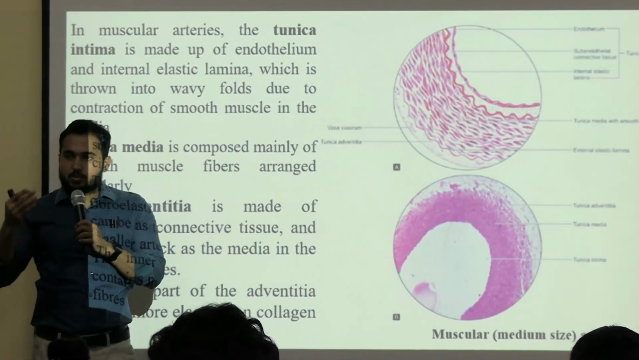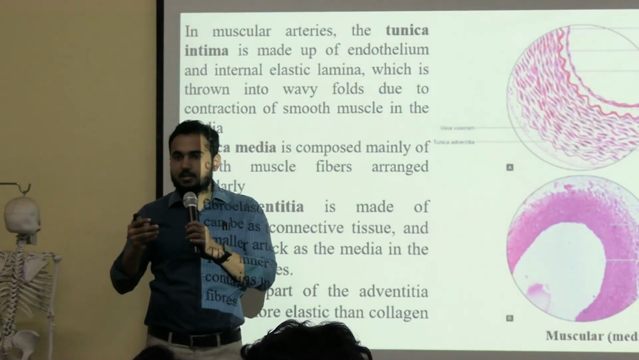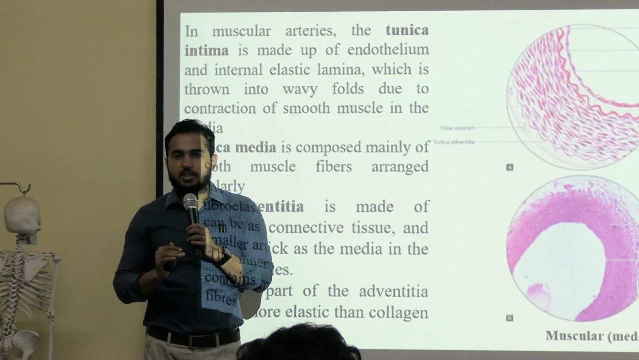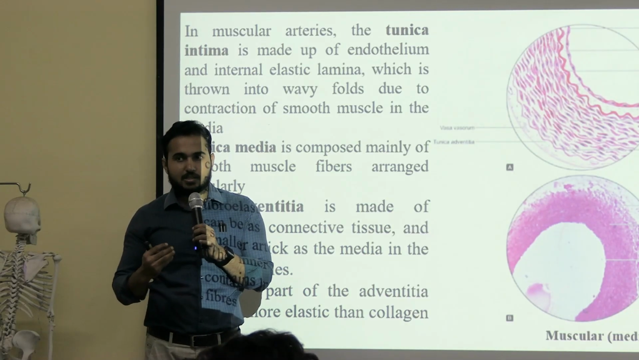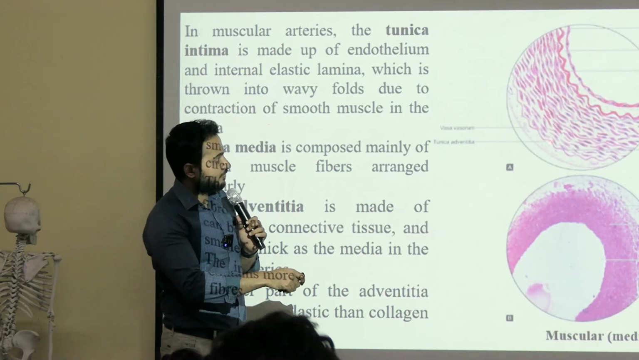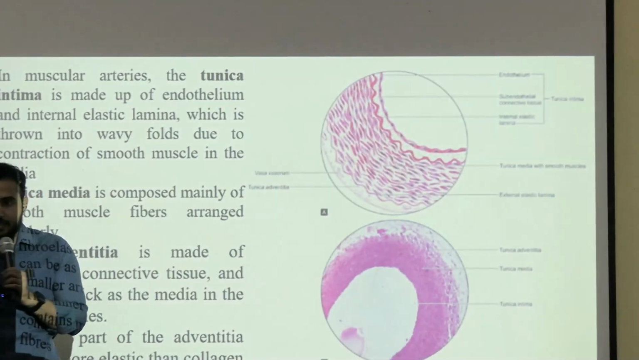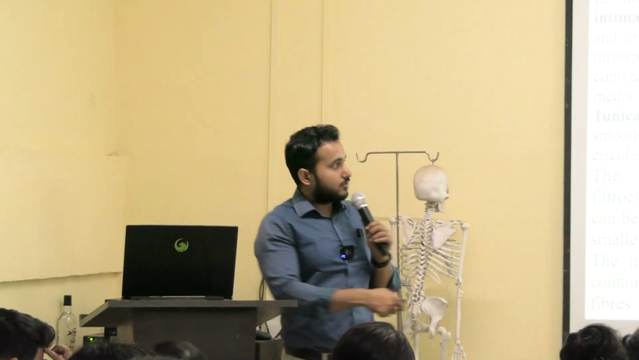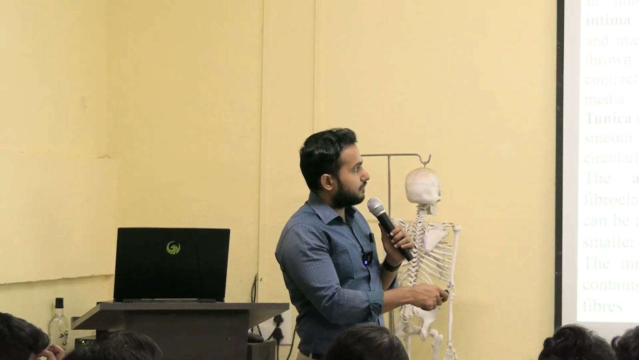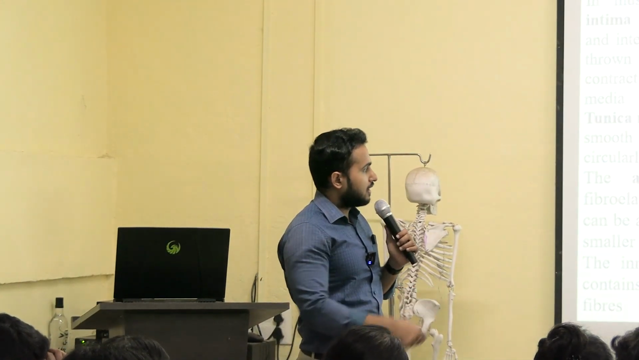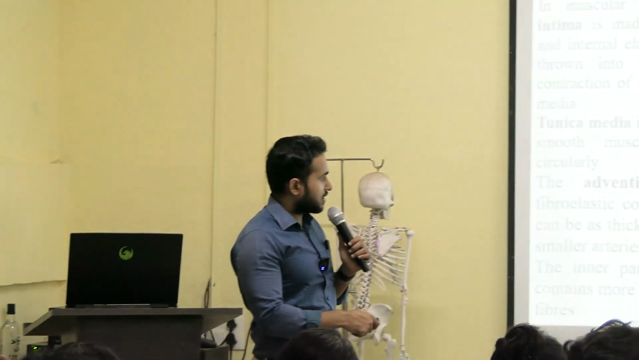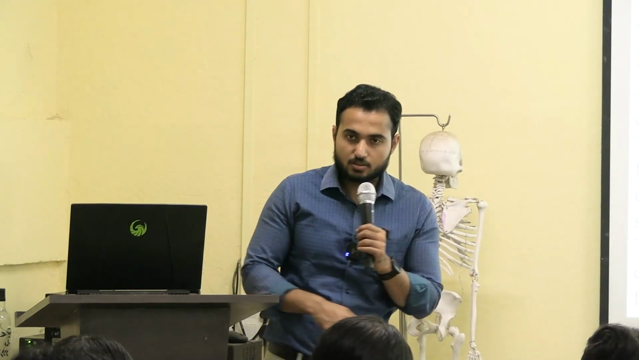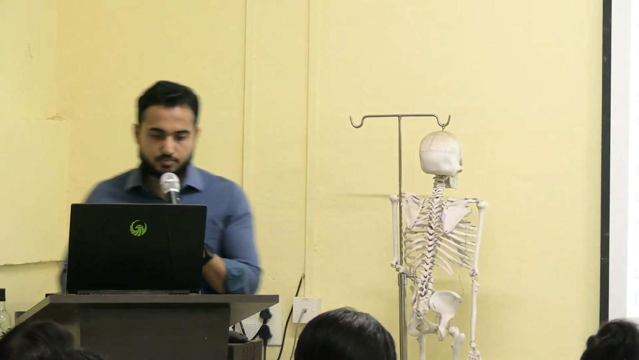Next, between the tunica media and tunica adventitia, it will be difficult to identify the difference. There is no clear-cut demarcation, because the external elastic lamina here is not prominent. That's why it is very difficult. But how to identify the tunica media and tunica adventitia? In the tunica adventitia, you will get fibroelastic connective tissue, as I have mentioned, and along with that, Vasa Vasorum are also present. This is how we can differentiate.